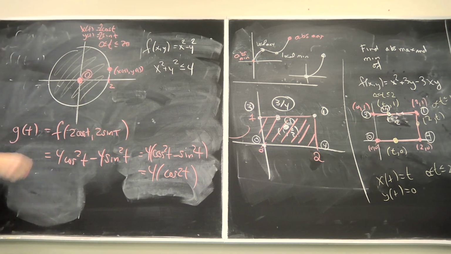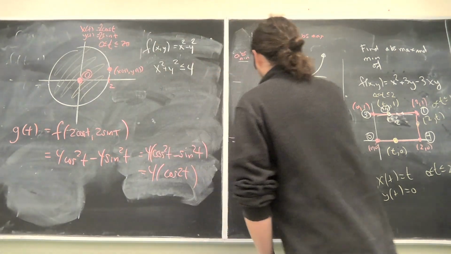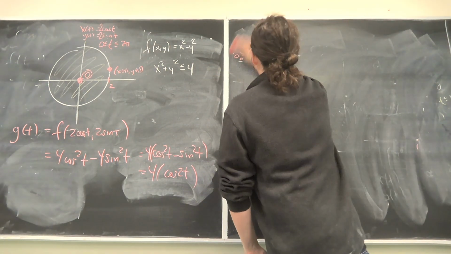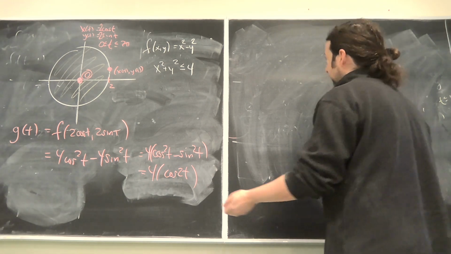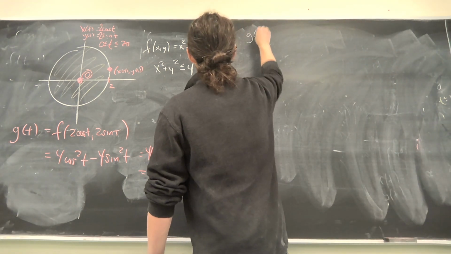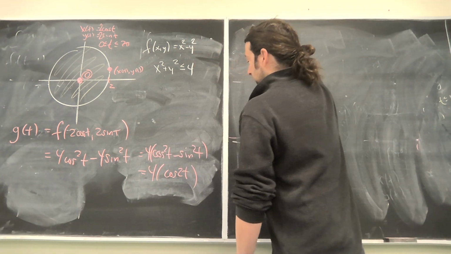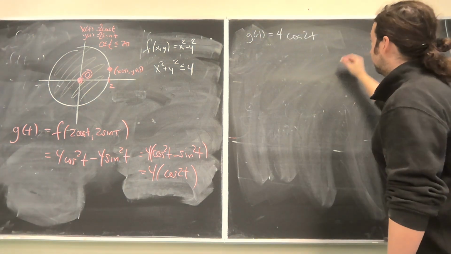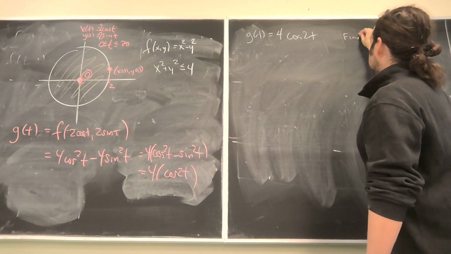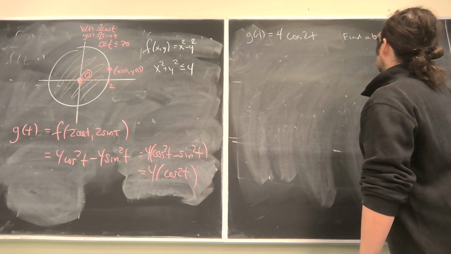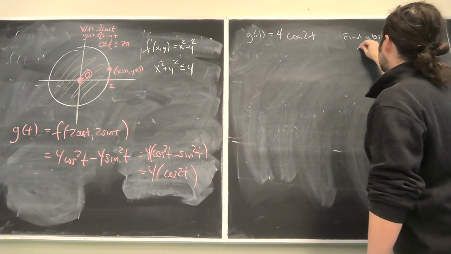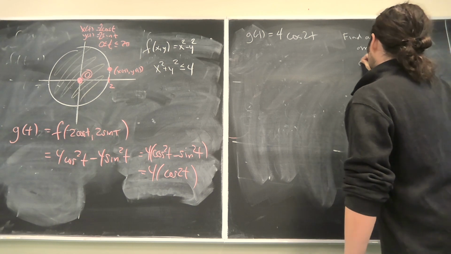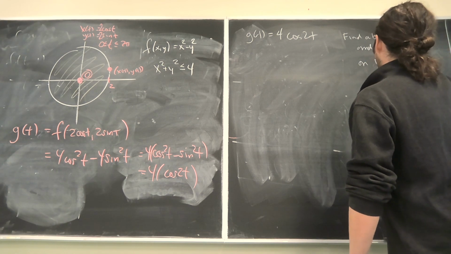Now, if I want to figure out the maximum or minimum values of the function, I just have to figure out where the critical points of this guy are. So what we've reduced the problem to is, now I've given you a function g of t, which is 4 cos of 2t, and I'm asking you to find the absolute max and min of g on the interval from 0 to 2 pi.